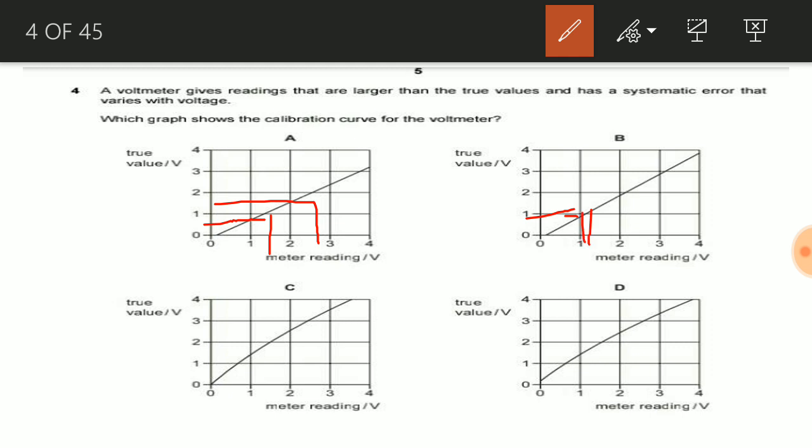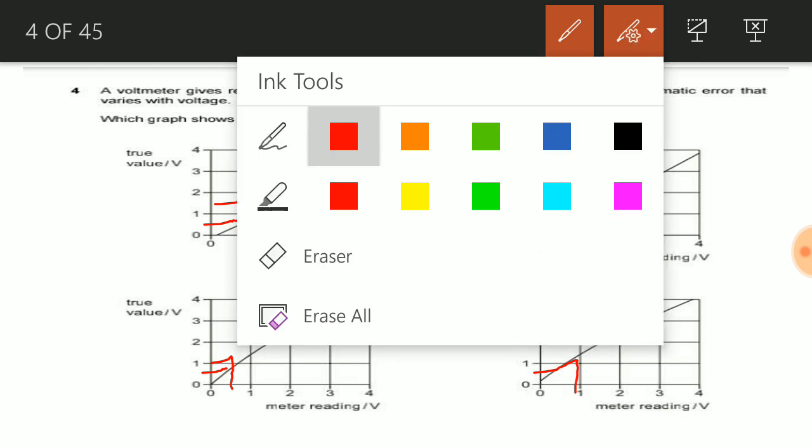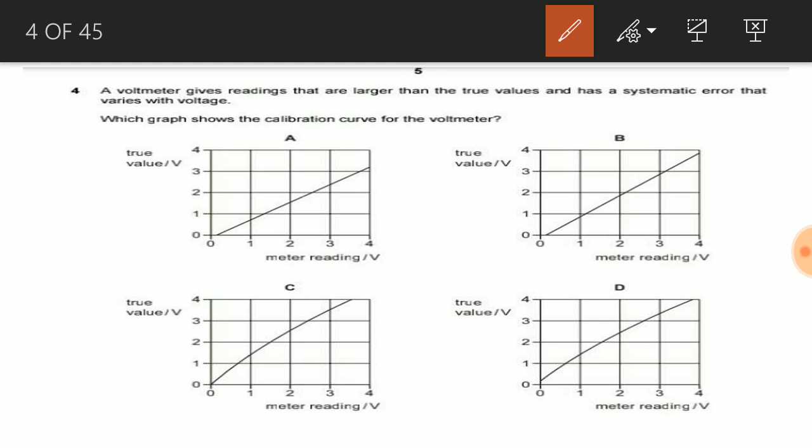But if you see option choice C and D, when the true reading is 1, the meter reading is less than 1. The meter reading here also is less than 1. Because of that, option choice C and D cannot be our answer. Now let us see option choice A and B, and let us note this term. The systematic error also varies with voltage. This is the reading here. This is the systematic error here.